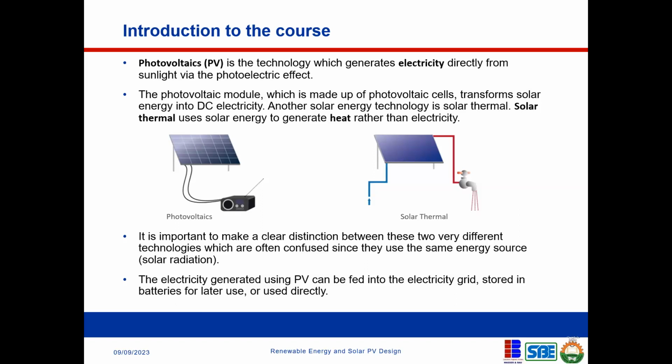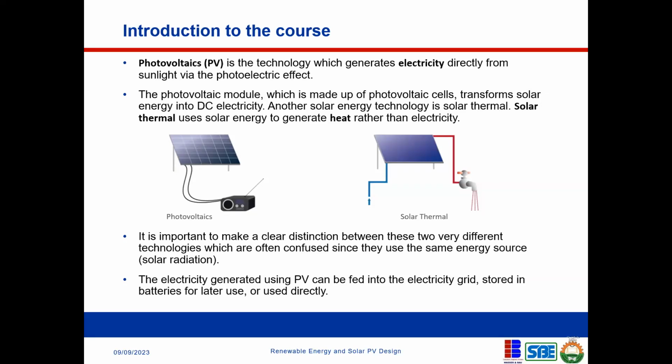So photovoltaic is a technology which generates electricity directly from the sun via the photovoltaic effect, the photoelectric effect. Now, the photovoltaic module, which we call the solar panel, is made up of photovoltaic cells and transforms solar energy into DC electricity first. Your PV panels don't generate alternating current. We have two types of current, DC current and AC current. The form of current produced by your PV panels is direct current, your DC current.